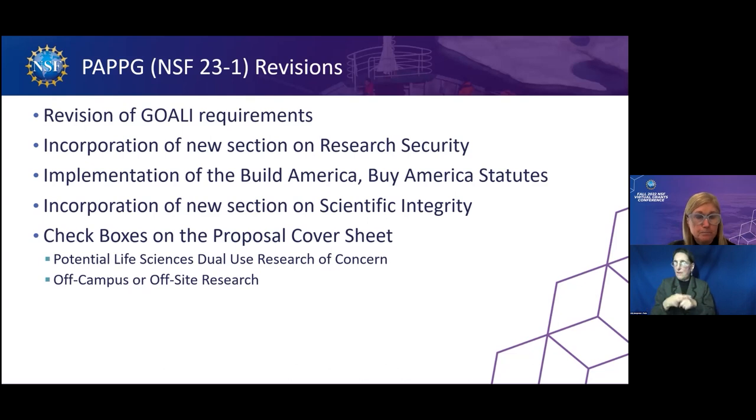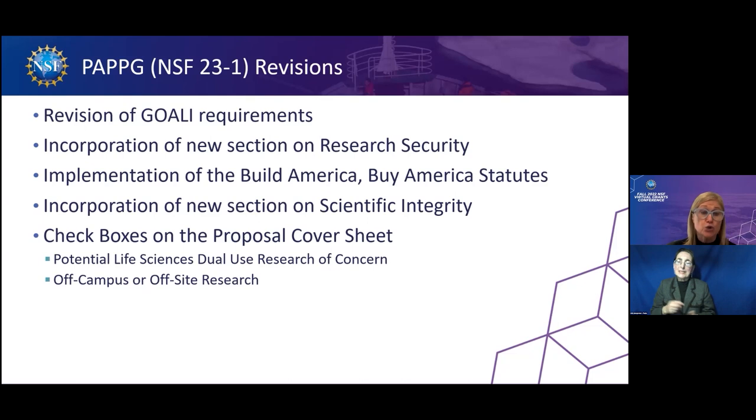Research security. We have added a new section to the PAP guide on research security, and this falls into our overall implementation of NSPM 33, which I will be talking about in a few moments. This new section has been added to really identify what the purpose of research security is at NSF, as well as to highlight NSF's research security initiatives. It also highlights all of NSF's post-award disclosure requirements.